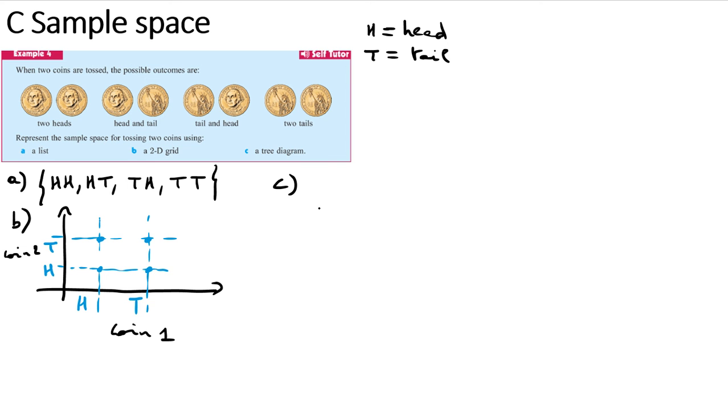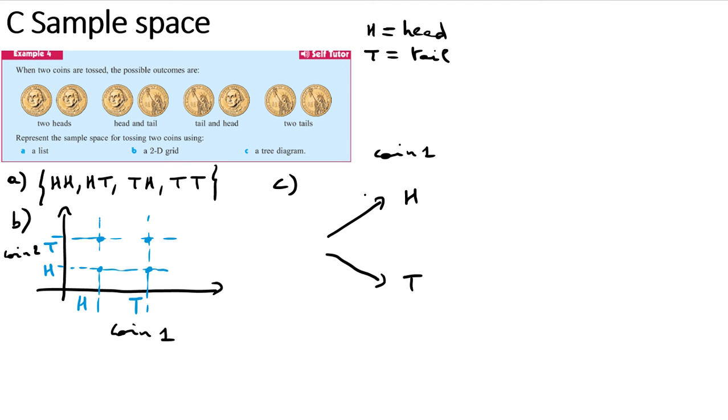Okay, so let's focus on the first coin first. For the first coin, we have 2 possibilities, a head or a tail. So H, head, and here a tail. Those are the 2 possibilities. This is about the first coin, so coin 1.